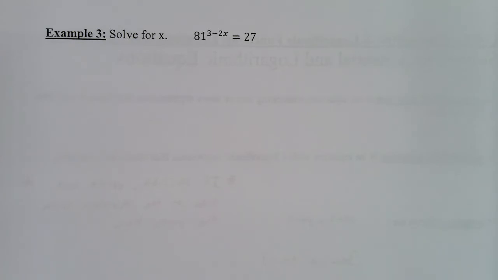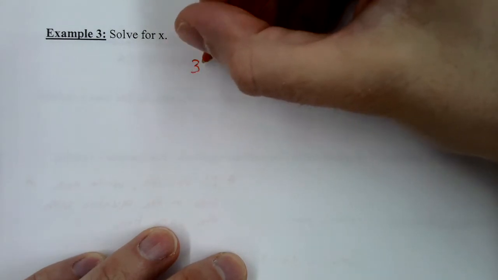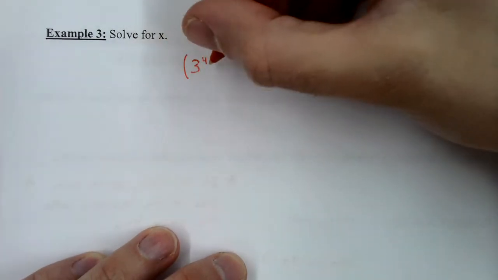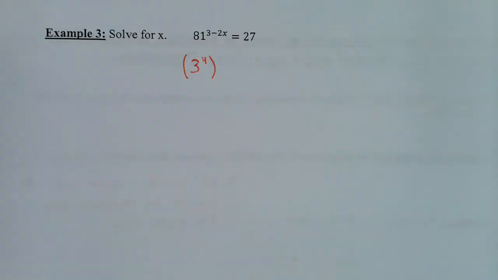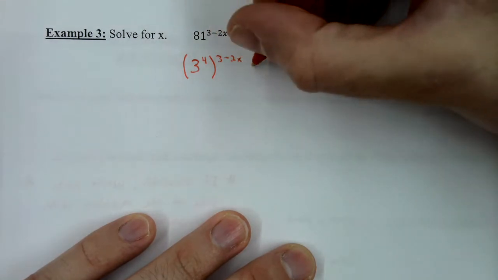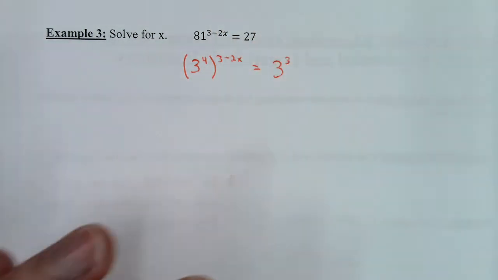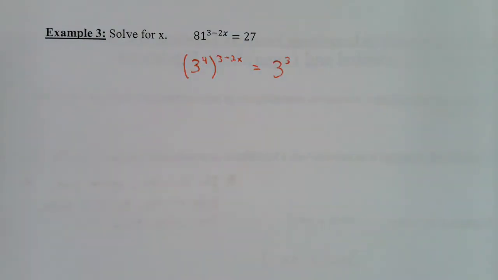In this example, you can rewrite each side of the equation with a base of 3. Because 3 to the 4th power is 81, I can rewrite 81 as 3 to the 4th power. And I can rewrite 27 as 3 to the third power.